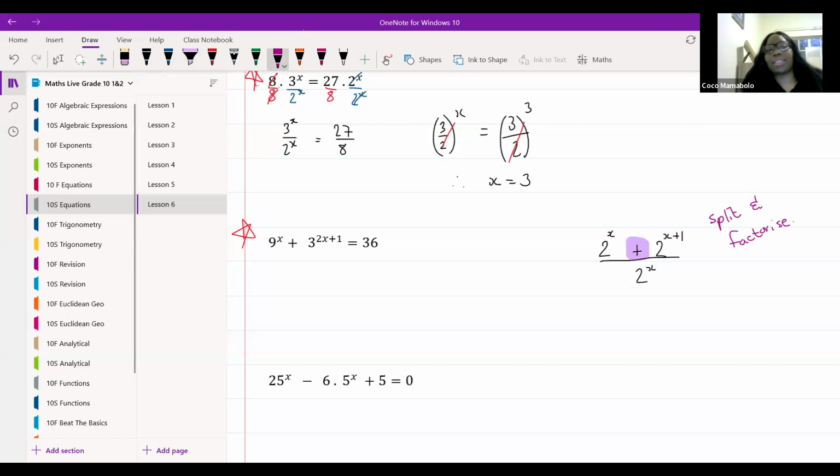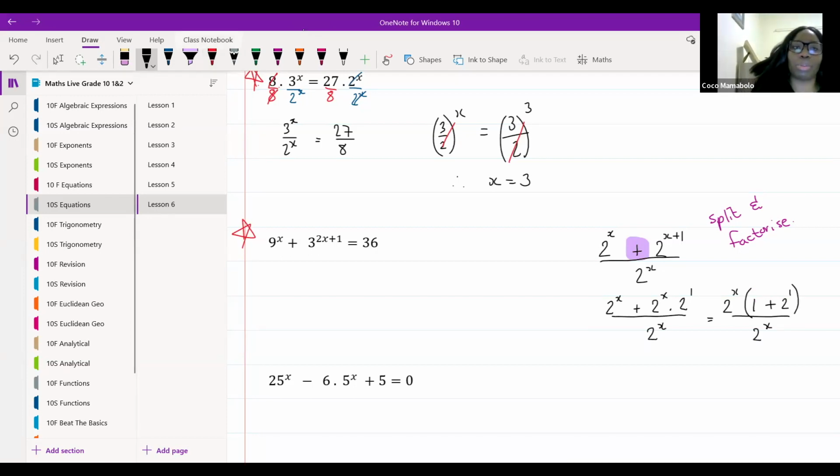Now, if we had to split and factorize over here, let's start by splitting. I'm going to get 2 to the power of x plus 2 to the power of x times 2 to the power of 1, over 2 to the power of x. And as was said, we're going to take out an HCF of 2 to the power of x. So I'm going to get 2 to the x, and if I open brackets, I'm then going to get 1 plus 2 to the power of 1 over 2 to the power of x. And then my 2 to the power of x's will cancel, which means my final answer is going to be 1 plus 2, which is equal to 3. That's my final answer over there.